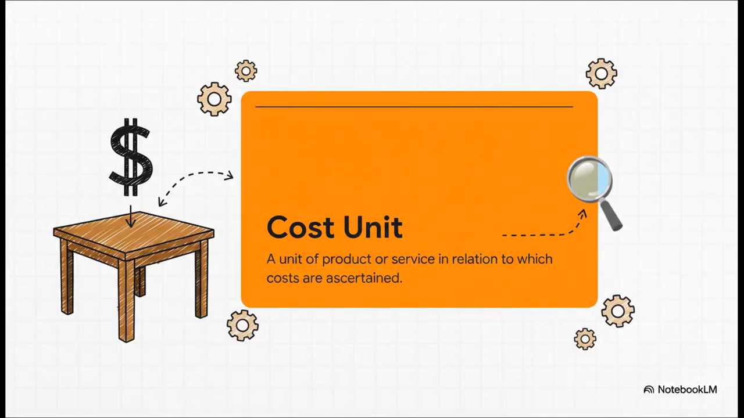And that leads us right to the cost unit. See, if the cost object is the big project of making tables, the cost unit is just the cost of making one of them. Simple as that. It's the cost per item. Okay, now that we have those two terms down, we can really start building our toolkit.